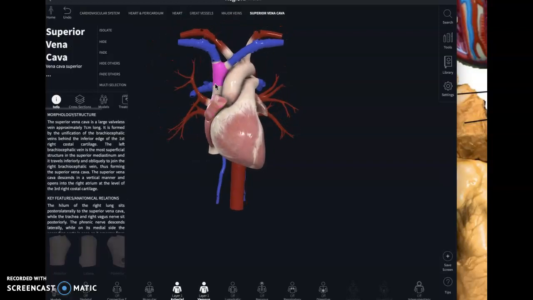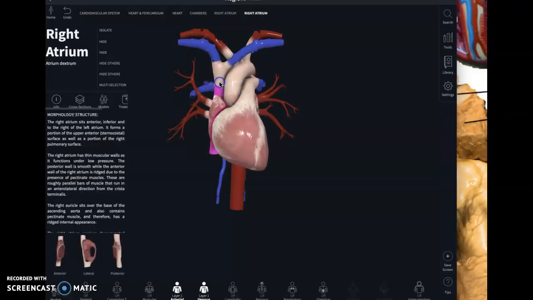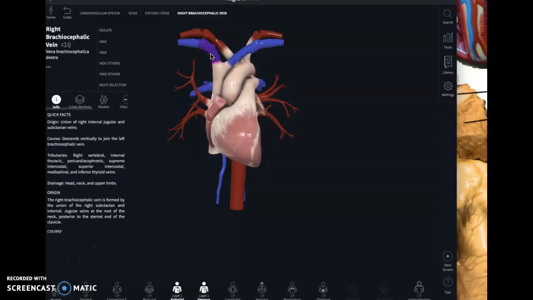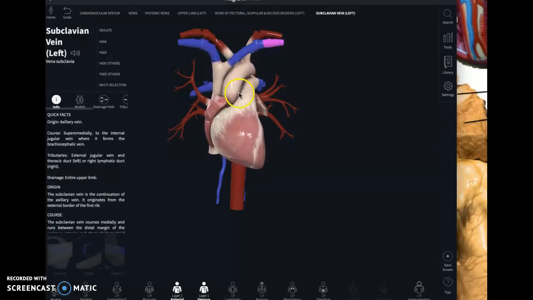Up here, we have the superior vena cava, and it's getting blood from the two brachiocephalic veins. This is the left brachiocephalic vein. This is the right brachiocephalic vein, and they're getting blood from the jugular and carotids.